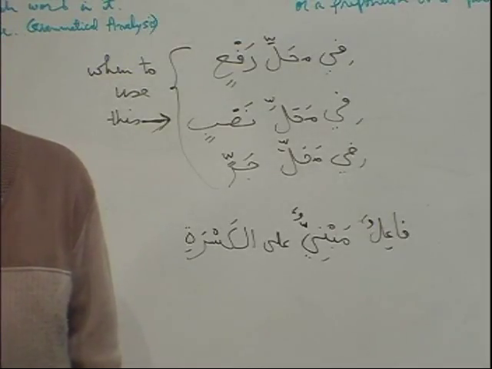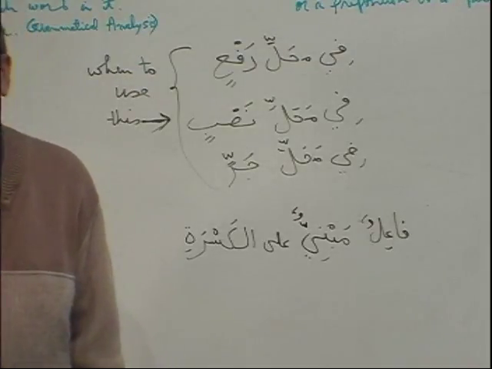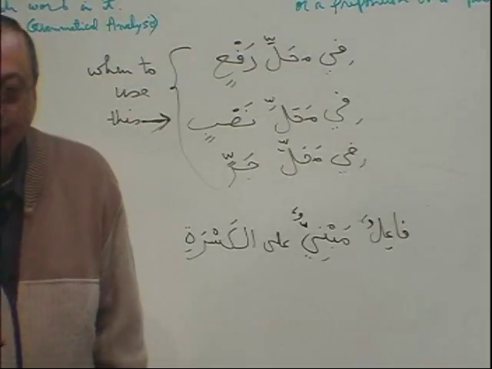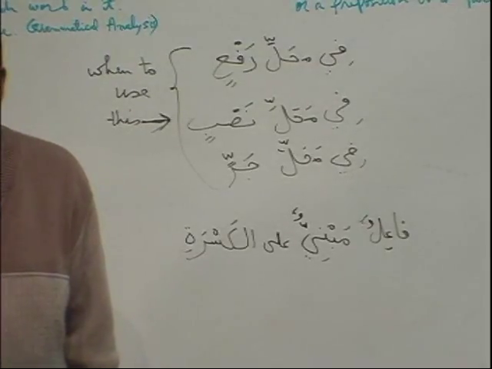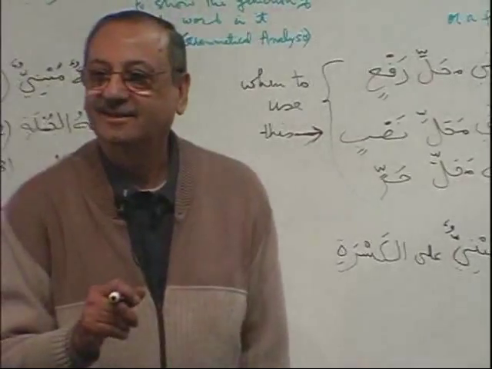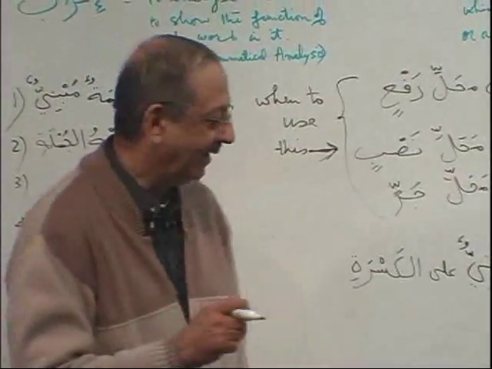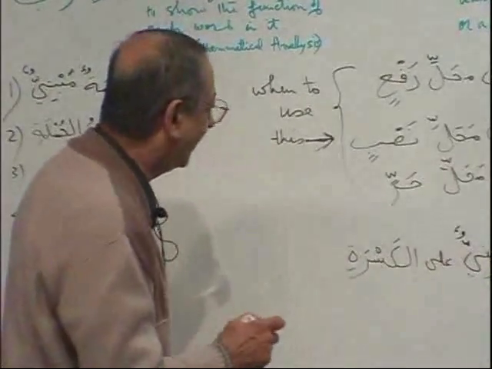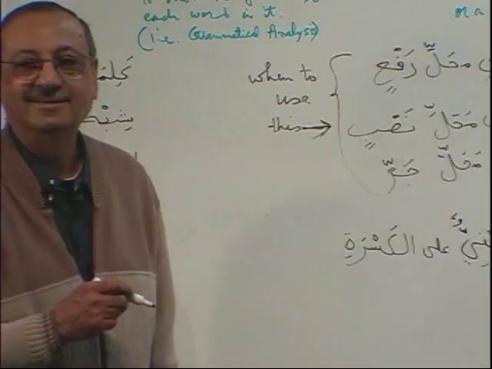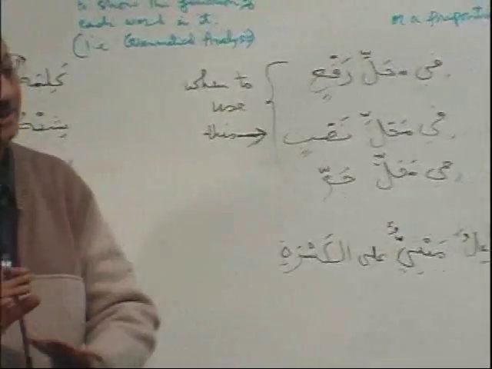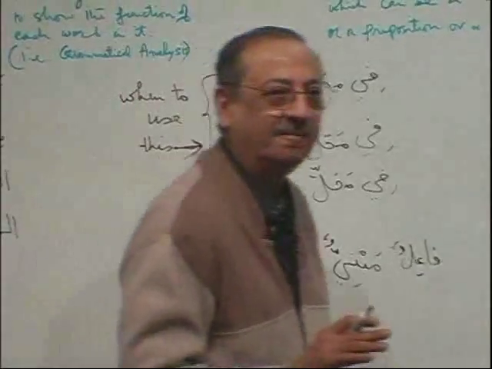What about haza? Mabniyun ala sukun. What about hadihi? Mabniyun ala kasra. What about zalika? Mabniyun ala fatha. Tilka. So ha'ulai, fa'ilun, mabniyun ala kasra. And then what will you write down? Fi mahalli raf'in. That's all. So it's easy, brothers and sisters. Brother Hassan, you will write down fa'ilun, mabniyun ala kasra, and then fi mahalli raf'in. Are you with me, brothers and sisters? This is how you will describe ha'ulai.